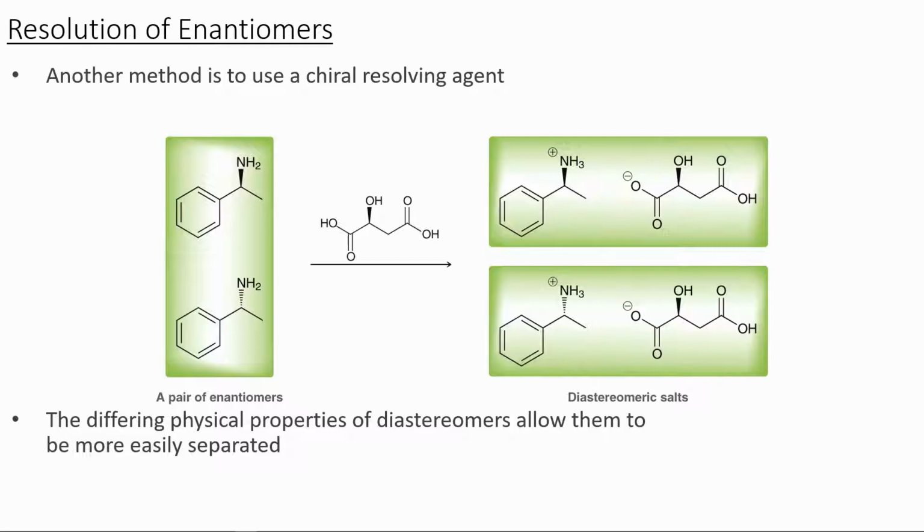Another method is to create a pair of diastereomers. So we could take a chiral molecule, and we could take a chiral resolving agent. So this molecule has one stereocenter, and its enantiomer has one stereocenter. So we take the pair of enantiomers, and we combine them with a different molecule that has a stereocenter. Now we've formed two diastereomers. And diastereomers have different physical properties, so we can separate these now. Because each of these molecules is interacting differently with this chiral molecule to form a diastereomeric pair, or salt, we're able to physically separate them at a later time.